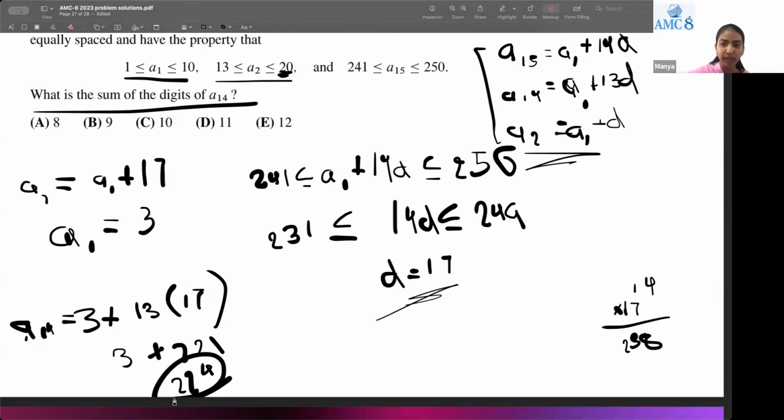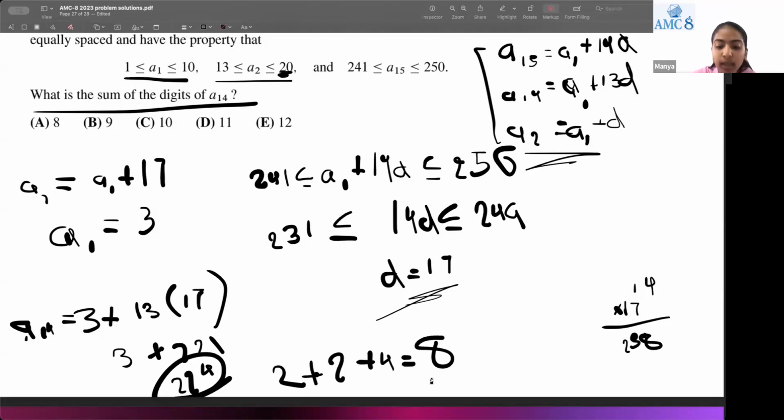But that's not an answer because they're asking what is the sum of the digits of A14? So the digits are 2, 2, and 4. So what is the sum of these digits? The sum of these digits is 2 plus 2 plus 4. And so 2 plus 2 plus 4 is equal to 4 plus 4, which is equal to 8. That means the sum of these digits must be equal to 8. And that's how we got our final answer, A.